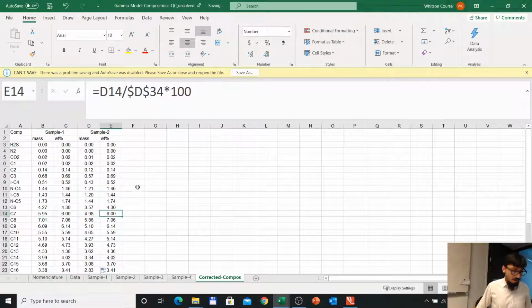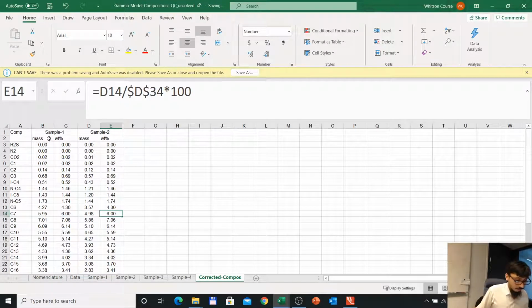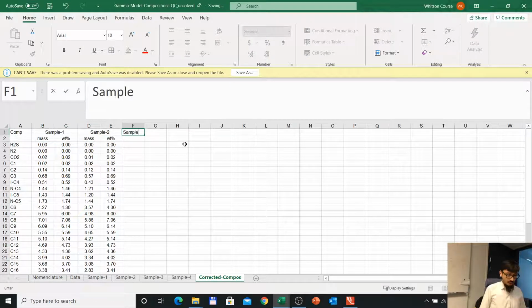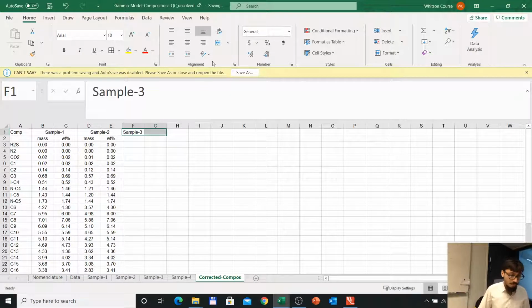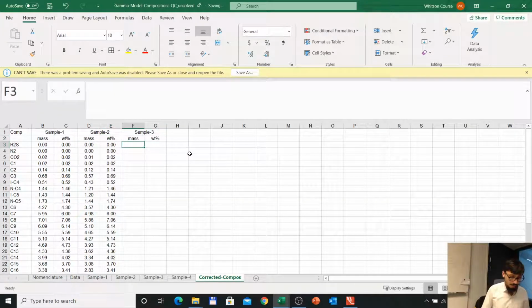Yeah, okay, so that's again this thing, and then we can also calculate the corrected composition for sample 3. Maybe you can do the fourth one by yourself, but we just do it for sample 3, and then I'm going to show you how good this method is for correcting compositions.